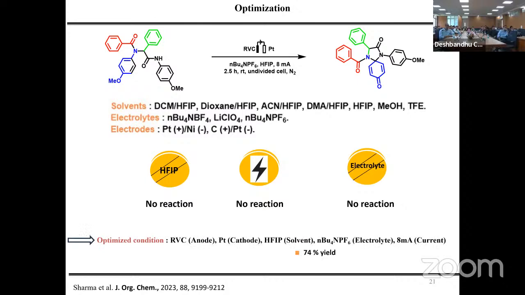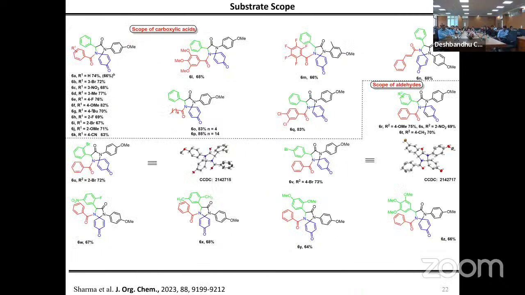So overall, we got the optimized condition where reticulated vitreous carbon anode was used, as well as Pt as a cathode, and hexafluoroisopropanol was used as a solvent, with electrolytes and 8 milliampere current, which gave the model reaction in 74% yield. A number of different carboxylic acid scopes have been realized, where the ortho, meta, para substituted, tri-substituted, pentafluoro substituted, as well as long chain aliphatic acids have also been used.